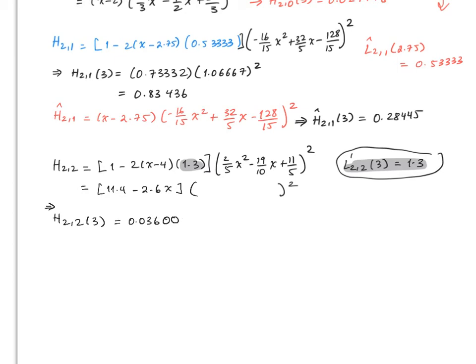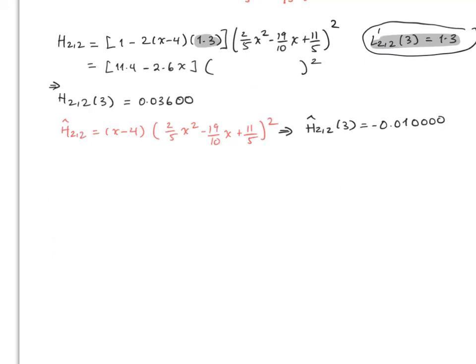0.03600. And then the last one, h22 hat, is equal to x minus 4 times the polynomial, which is 2 over 5 x squared minus 19 over 10 x plus 11 over 5 squared. And from here, h22 hat evaluated at 3 is equal to minus 0.01. Okay. Now, since the value for n is equal to 2, that implies that we're finding h5.